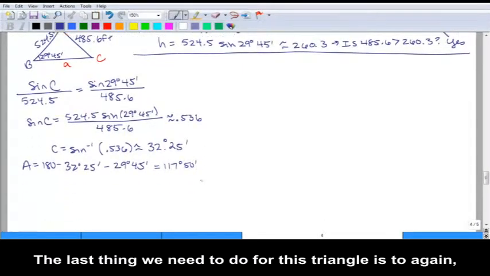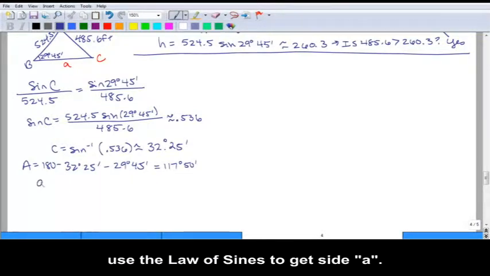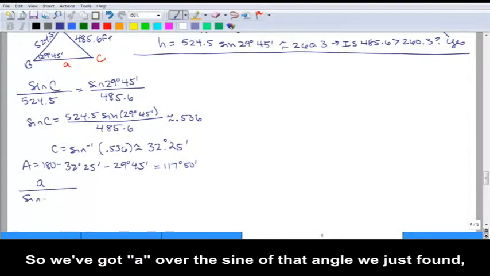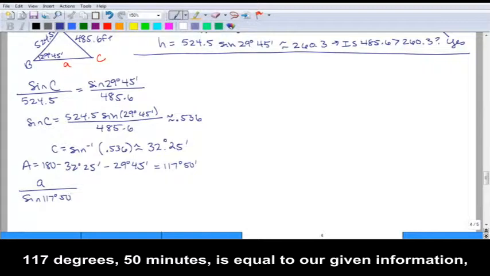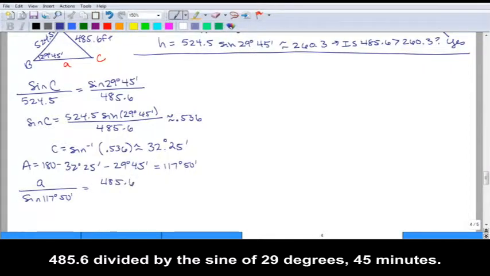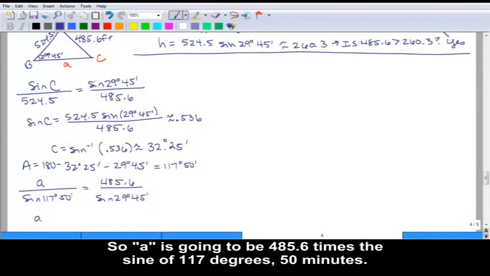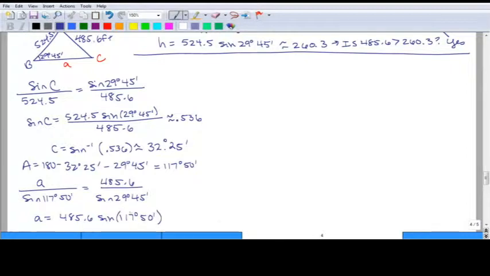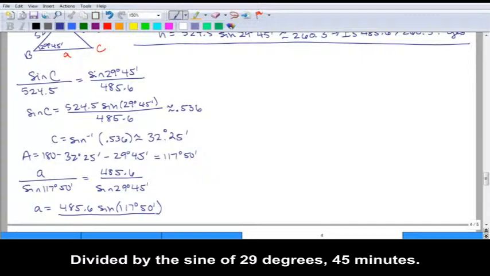The last thing we need to do for this triangle is to, again, use the law of sines to get side A. So we've got A over the sine of that angle we just found, 117 degrees, 50 minutes, is equal to our given information, 485.6, divided by the sine of 29 degrees, 45 minutes. So A is going to be 485.6 times the sine of 117 degrees, 50 minutes, divided by the sine of 29 degrees, 45 minutes.